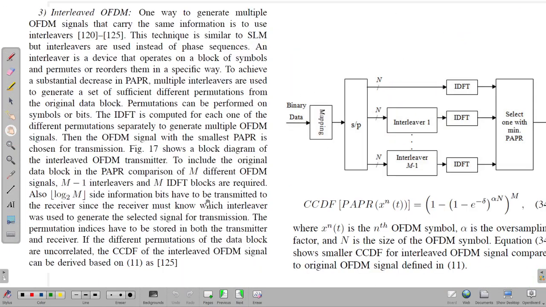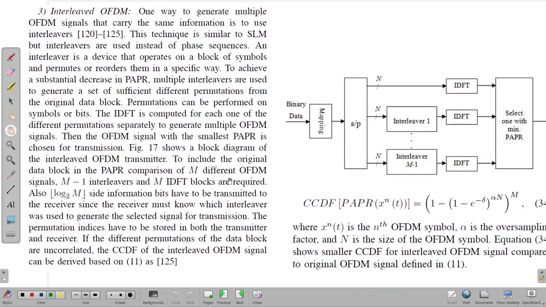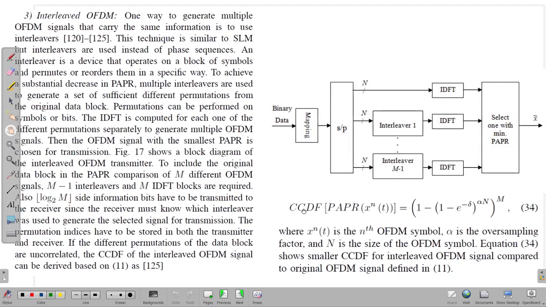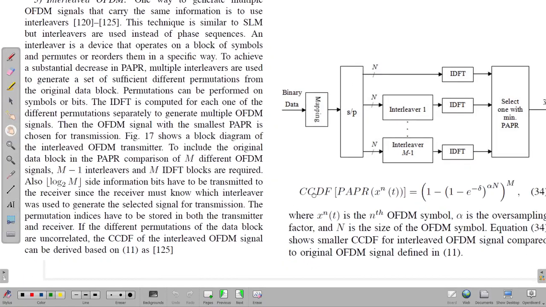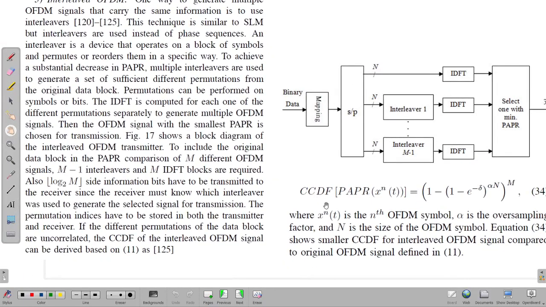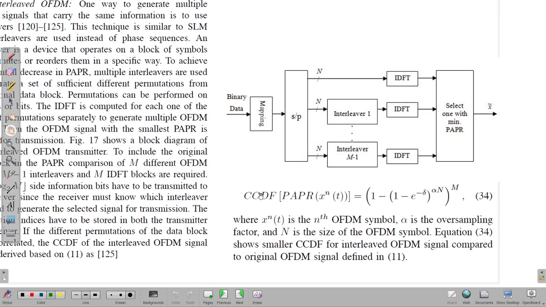The next method that we are going to learn is interleaved OFDM. Interleaved OFDM is similar to SLM, selective mapping, and if you know selective mapping, this is going to be really easy to study. That is the incoming binary data, it is being mapped with some constellation, a modulation is happening there.